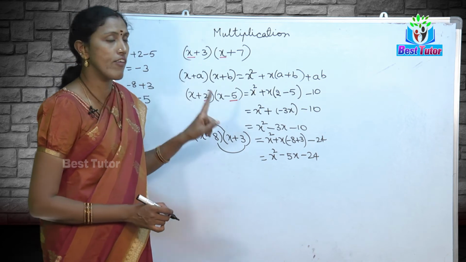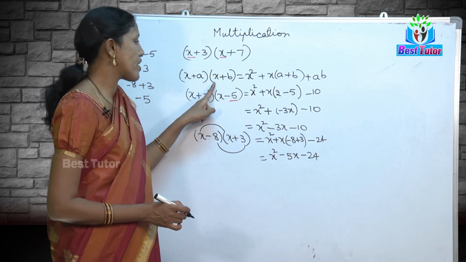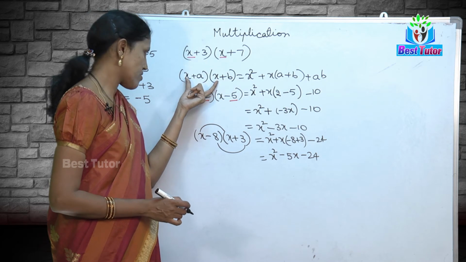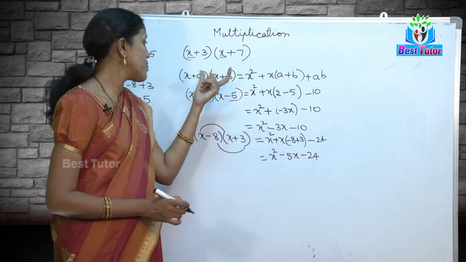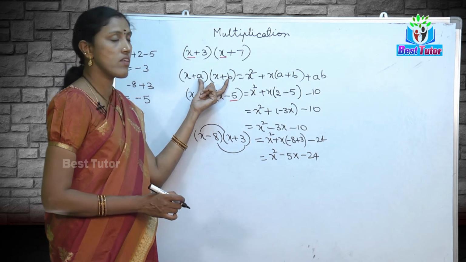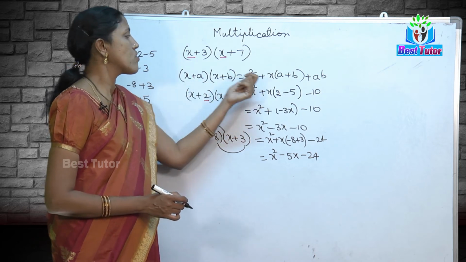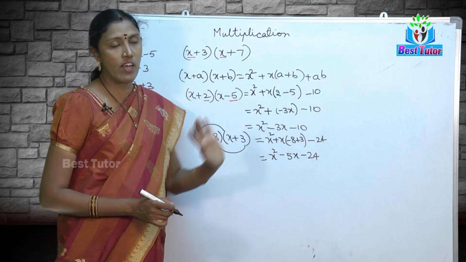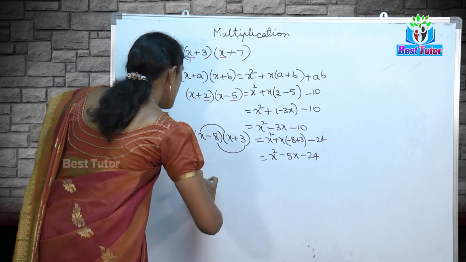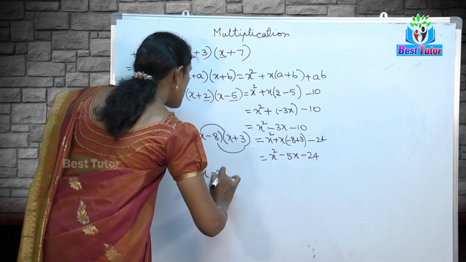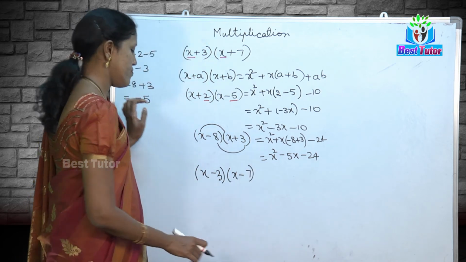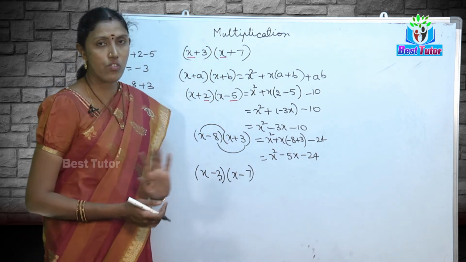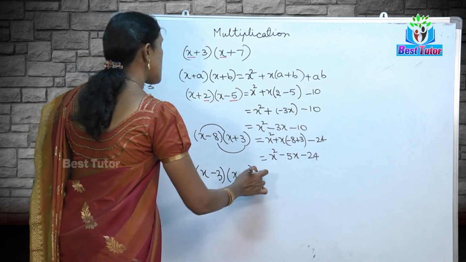We will learn only one formula. X plus a into x plus b is x into x. X square is going to be the first term. A into b, ab is going to be the last term. Now we are going to add these two numbers and multiply with x, right? So it's going to be x square plus x into (a plus b) plus ab. So if at all we have x minus 3, x minus 7. Okay, x minus 3 into x minus 7. How are we going to apply this formula?